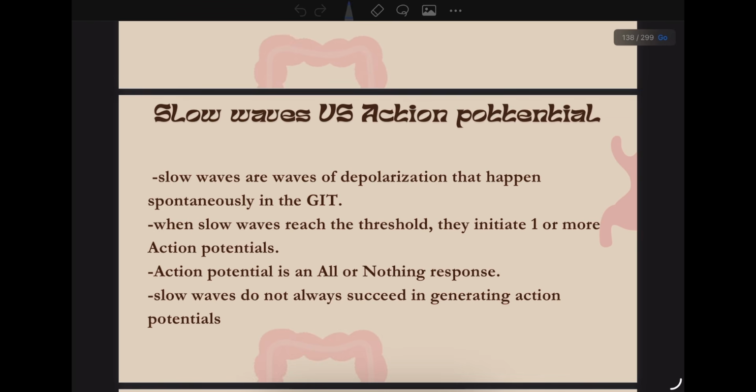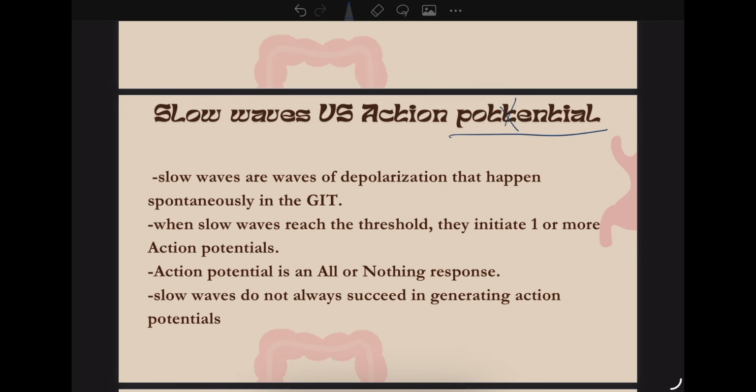Now, slow waves and action potentials. This is a very important concept. Slow waves, what are slow waves? They are waves of depolarization that happen spontaneously in the GI tract. So the cells of the GI tract have this trait where they can generate their own slow waves or action potential. But what's the difference? By the way, this is not how you write potential. It should be with one T.